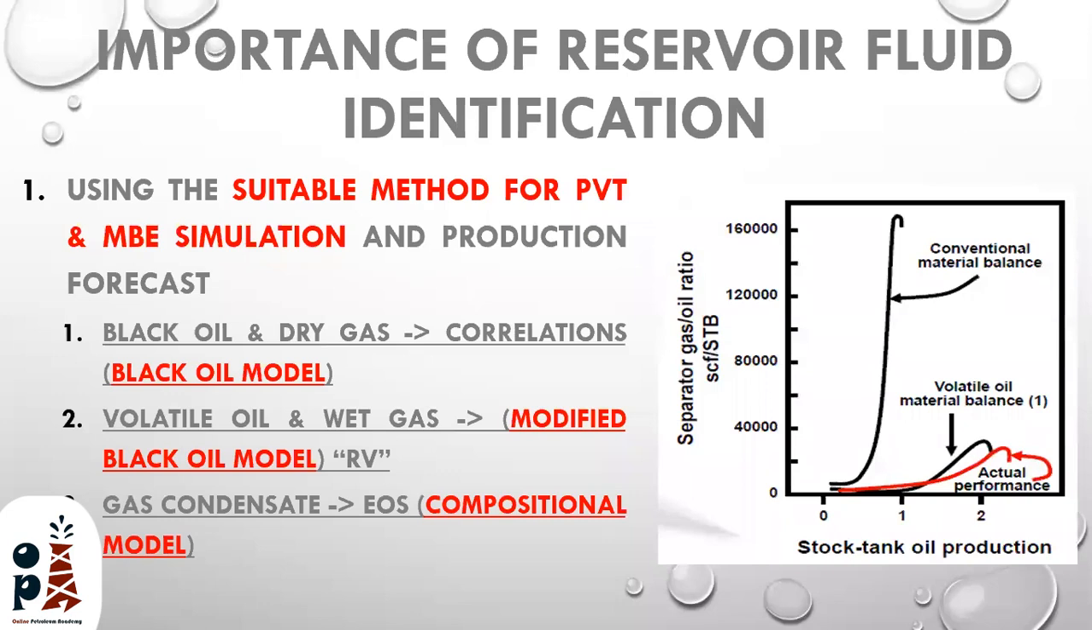This is an example of the wrong use of the conventional material balance for a volatile oil reservoir. The prediction for this reservoir, when we use the conventional material balance, gave us a very high GOR, but when we use the modified black oil model or the volatile oil material balance, we achieved a very good match for the actual performance, and it also matched the separator gas oil ratio.